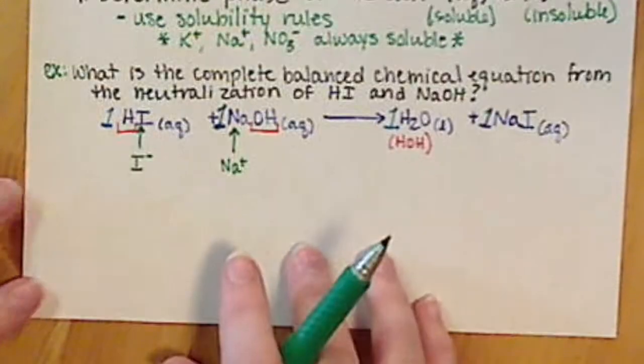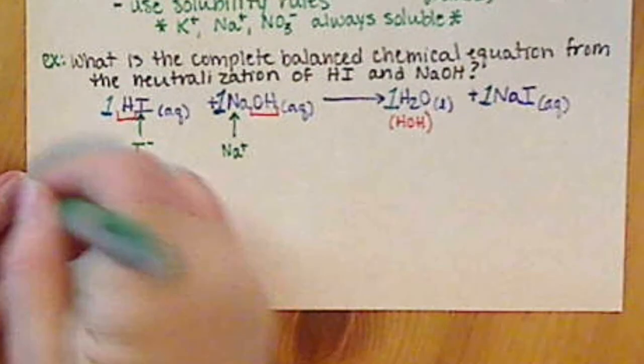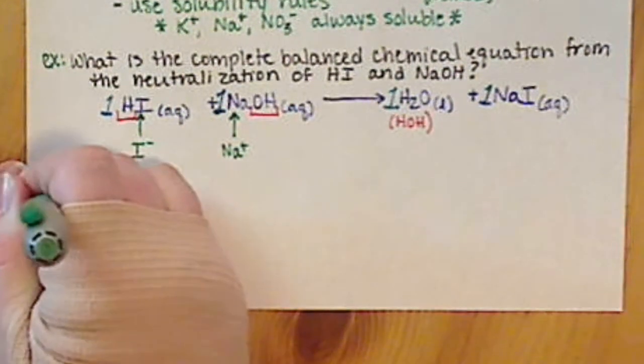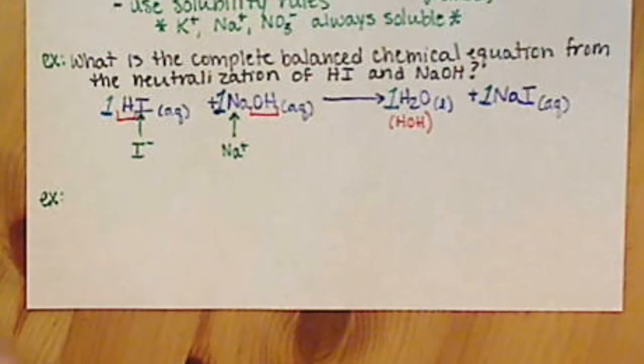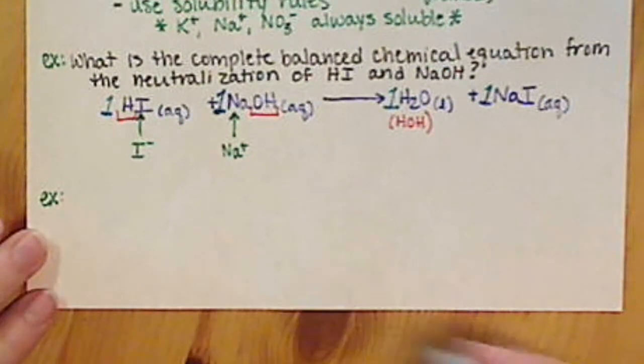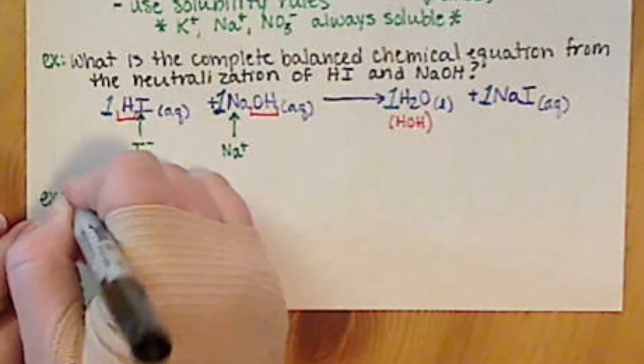Let's work one more example, maybe not quite so simple. We'll give ourselves a little bit of a challenge here. Let's look at the complete balanced chemical equation of the neutralization between sulfuric acid and potassium hydroxide.